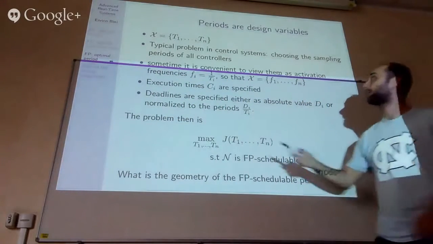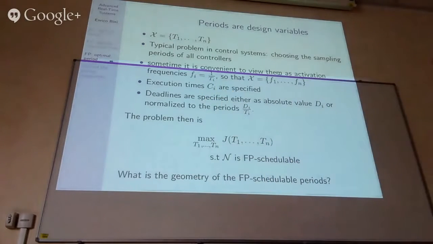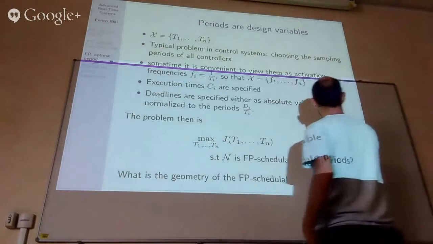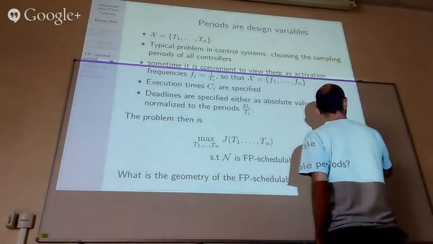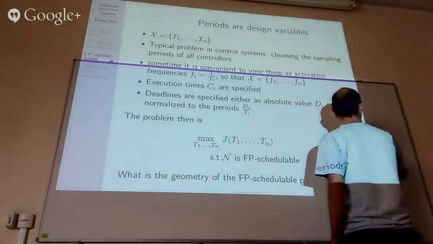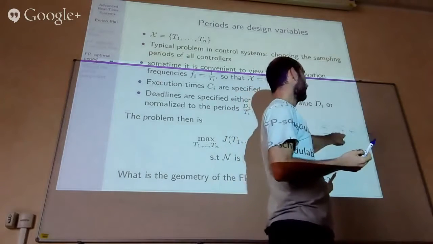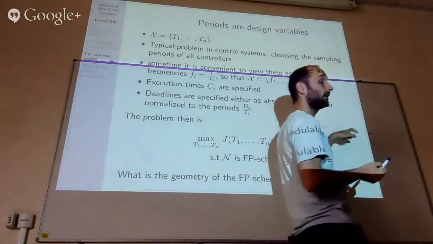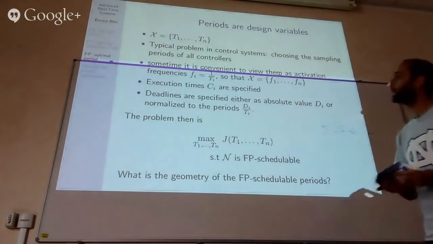So I just denote f_i, just 1 over T_i. This is just something that is convenient sometimes. I can tell you immediately the reason why it is convenient: if you write the utilization upper bound in terms of frequency, then it becomes linear. If you write it with the periods, then it's not linear. But if you write it with the frequency, it's linear. So I can leave it here.